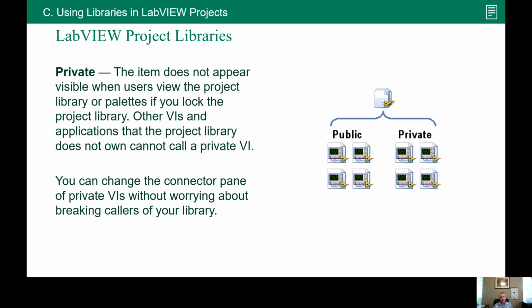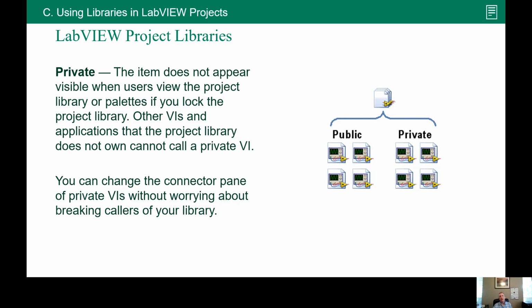Now contrast that with private VIs. So in a library, you can change the scope of a VI from public to private. There are some other scopes as well, but I'm not going to go into those in this presentation. For the purposes of this presentation, let's just talk about public and private. And in this case, someone who tries to call a private VI outside your library will not be able to. If there's a VI in your library that's private, and I try to drop that on the block diagram of my own VI, my VI is broken because I'm not allowed to call your private VI.